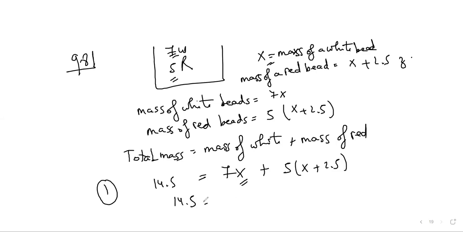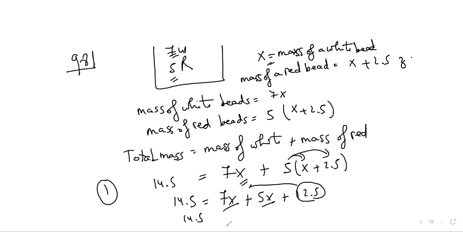So I have 14.5 is equal to 7x plus, I will expand this bracket here, 5x plus 12.5, right? Now, if I collect the like terms, 5x and 7x, I have 14.5. Send the 12.5 to the other side, so minus 12.5 is equal to 12x. So I know that 2 is equal to 12x. Then x is equal to 2 divided by 12, or 1 over 6 gram.